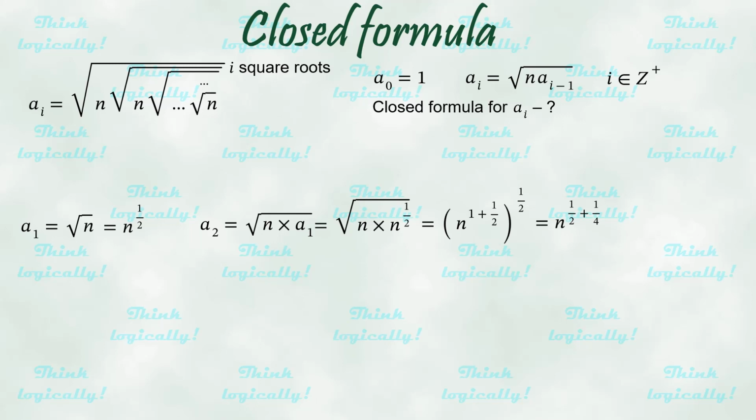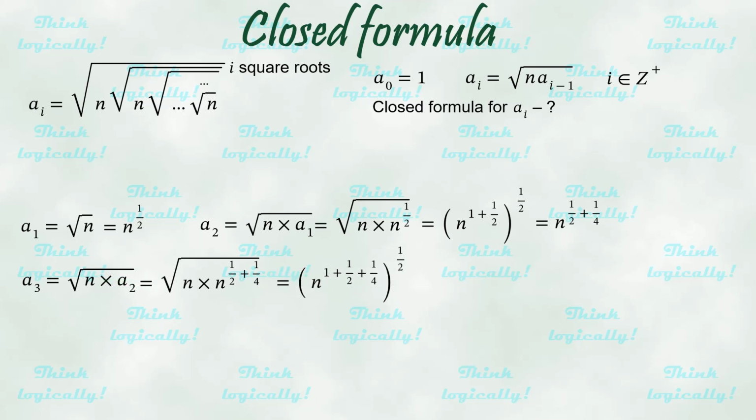However, for certainty, let's get the expression for a sub 3. And we substitute the value of a sub 2, and again merge the factors under the square root, and again halve each term in the exponent for n. Probably this is what you expected to get, and I expected that as well. So let's make a guess. a sub i is n to the power of the sum of a half, half squared, etc. up to half to the power of i.